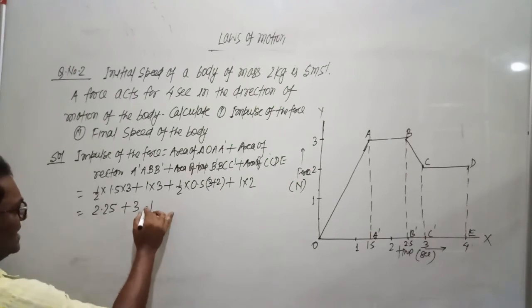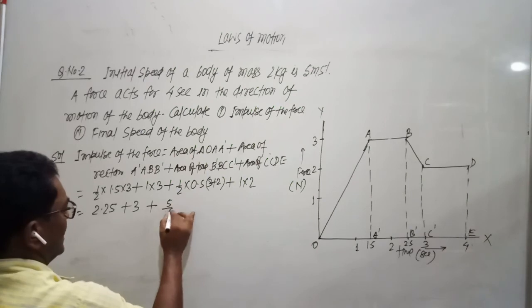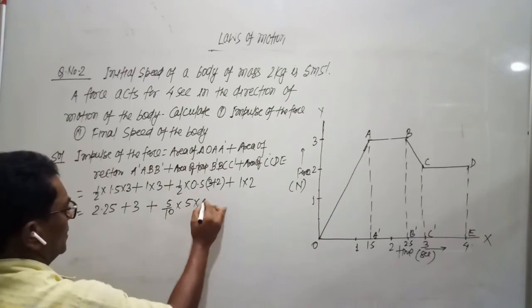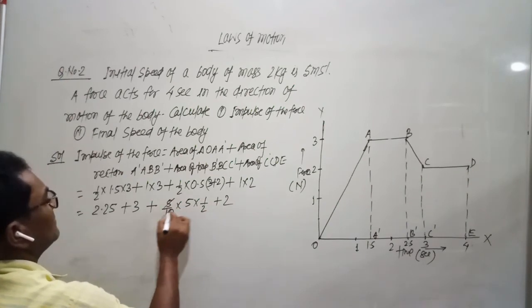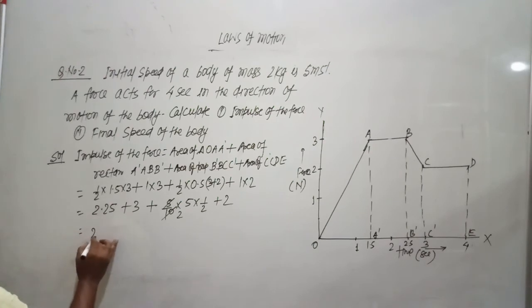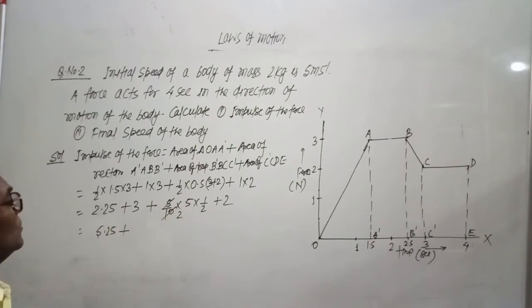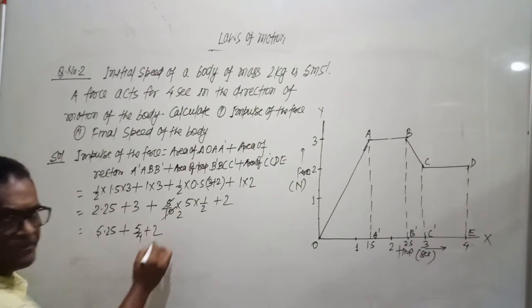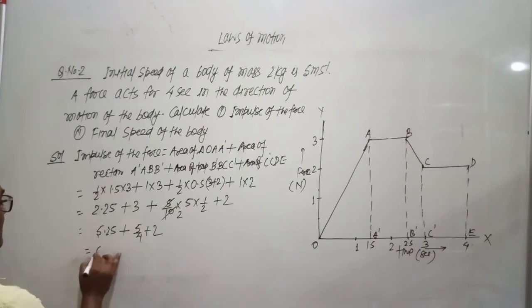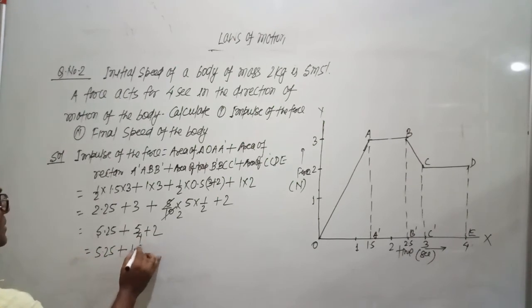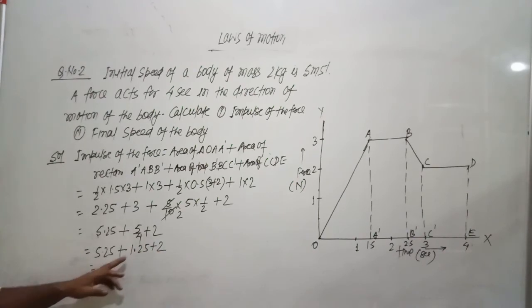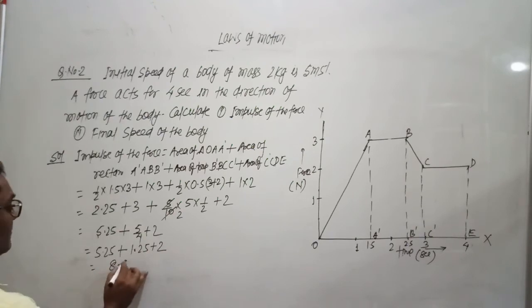2.25 plus 3, plus 0.5 into 5 into 1 by 2, which is 5 upon 4, plus 2. So we get 2.25 plus 3, which is 5.25, plus 1.25, plus 2. So this is 6.50 plus 2, which is 8.50. 8.50 Newton second is the impulse.